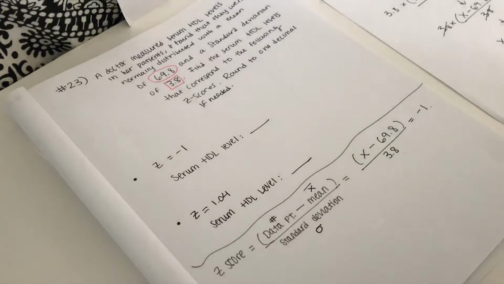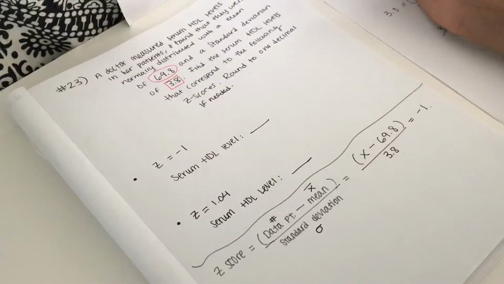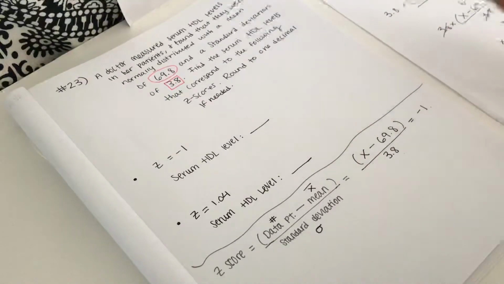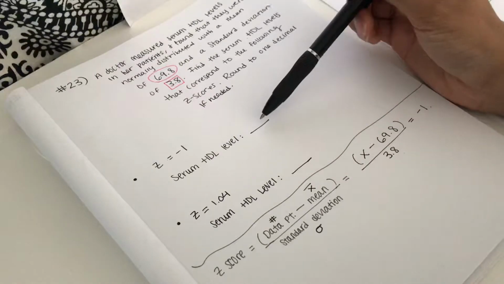A doctor measured serum HDL levels in her patients and found that they were normally distributed with a mean of 69.8 and a standard deviation of 3.8. Find the serum HDL levels that correspond to the following z-scores. So this z-score is -1, and we want to find the serum HDL level.